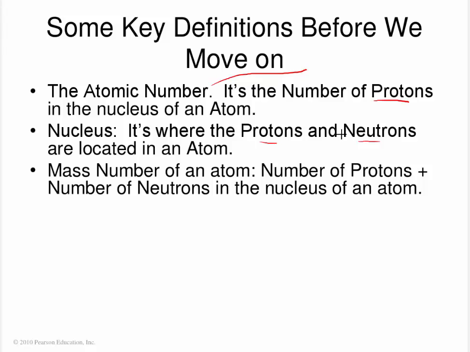The nucleus is where all the protons and neutrons are living at. It's the nucleus of the atom. We could even talk about how many nucleons there are. And lastly, the mass number of an atom is just going to be the number of protons plus the number of neutrons, because all of the mass of an atom comes from the protons and the neutrons. The electrons are not very massive. They're about 1,000 times less massive than the protons and the neutrons.